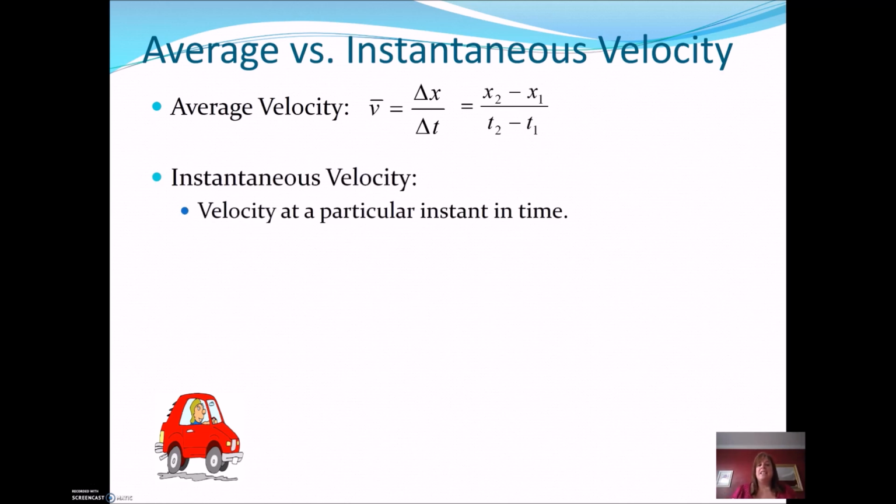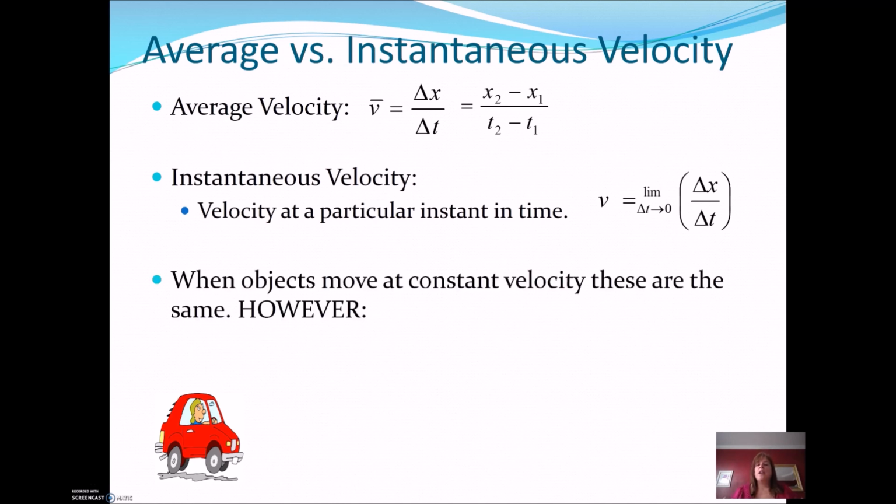Whereas instantaneous velocity is the velocity at a particular instant in time. So when you first start accelerating when you're running, your velocity is changing. So at any particular moment in time, you may have a different velocity. So we say that that's the velocity as the limit of time approaches zero.